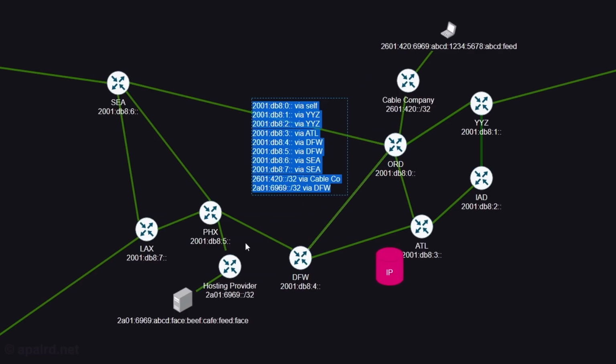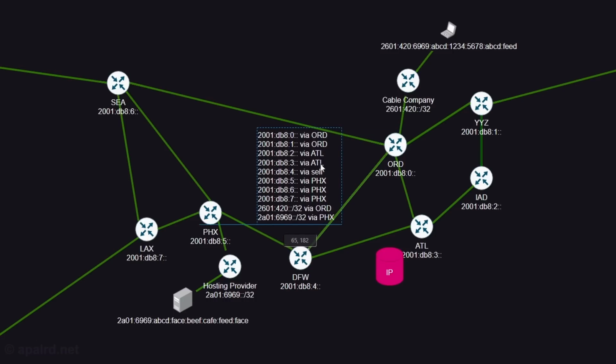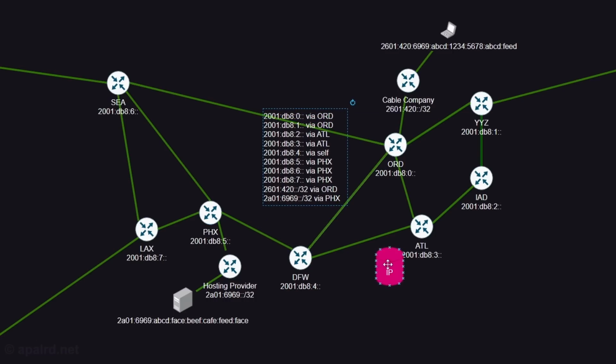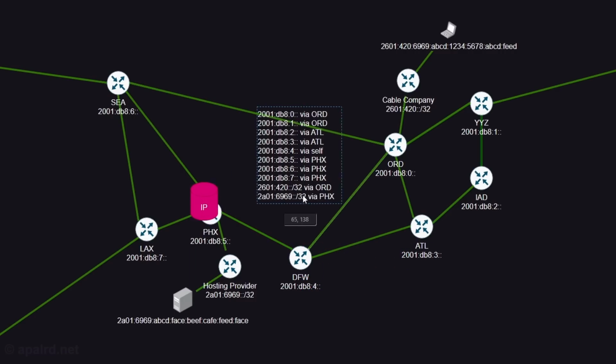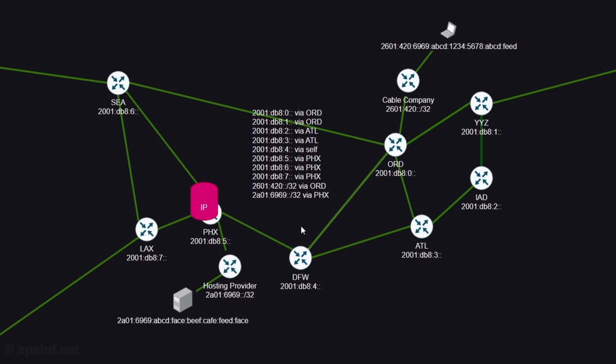So now I can rewrite this table from DFW's perspective. So now here at Dallas, it has this routing table. So its next hop to get from where it is closer to the hosting provider is to take this link here. So in that case, that's via Phoenix, goes off to Phoenix, etc. We get on the same path.